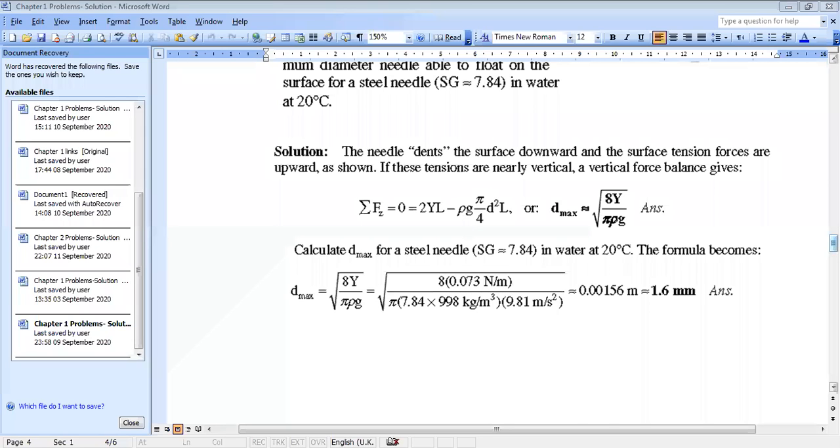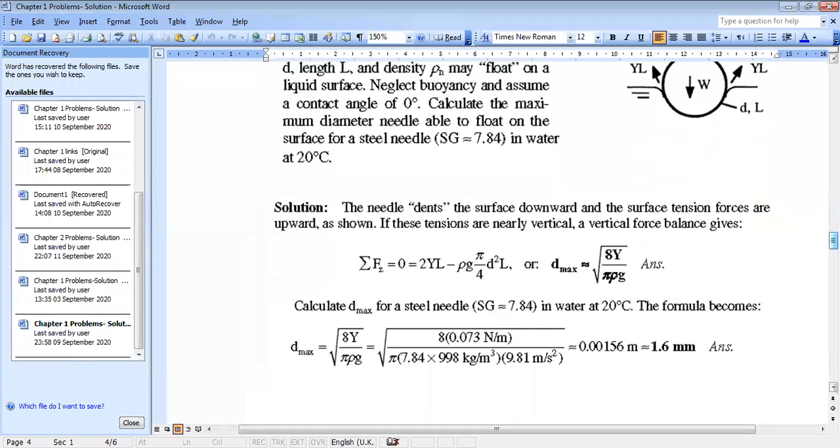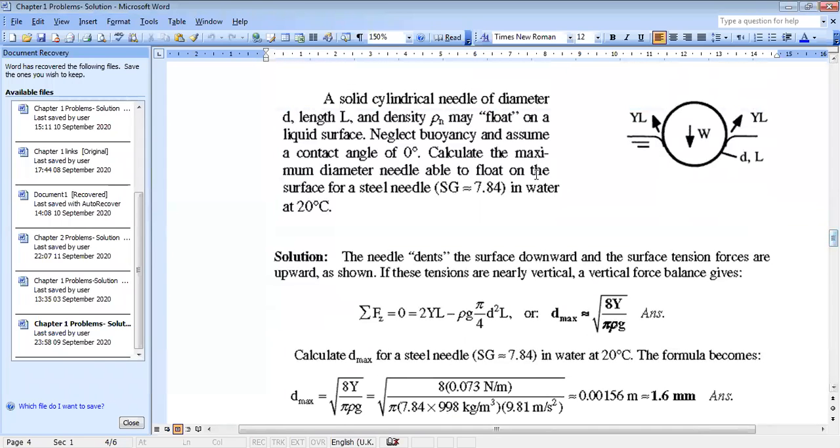Okay, 8 y, 8 times y, down, a bit further down. Okay. 0.073, where did we get it from? 0.073 is the value of y. Okay, and the value of y, look, because they gave you this from a table. They gave you what's 1 second.